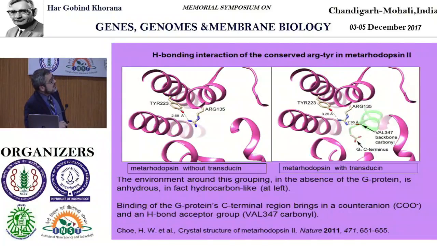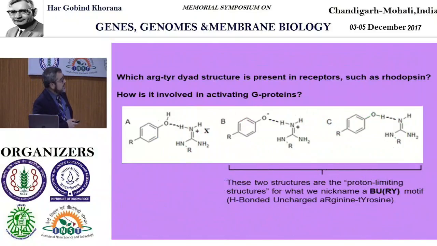The interesting thing is that the distance between this tyrosine and arginine was perceived to increase in the crystal structure when the C-terminal tail of transducin was co-crystallized. And in this molecule, there's a carboxylate group which can serve as a counterion for that arginine and tyrosine. In this state, however, there is no obvious counterion other than perhaps the tyrosine. So the big question is, what is the structure of that arginine-tyrosine group?